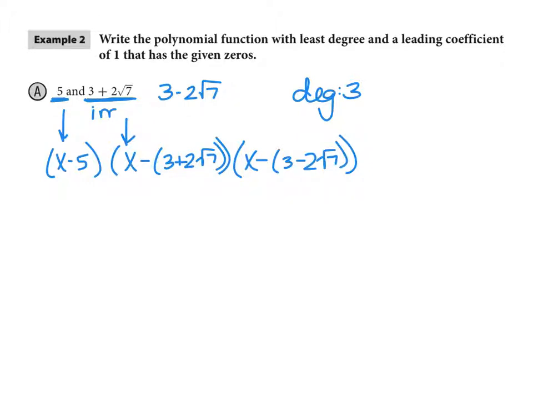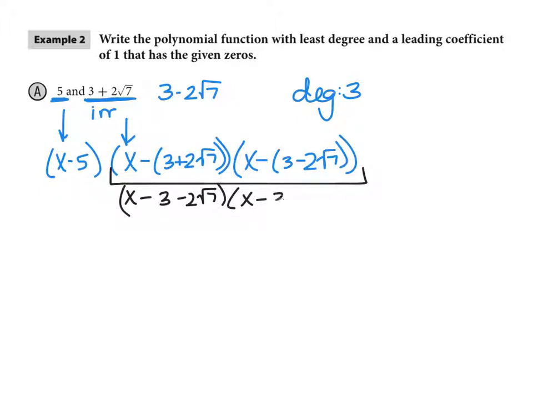All right, now we're going to just work on simplifying. And the first thing, to be honest, that I want to simplify is this. That looks gross, and I don't want to look at all those parentheses. So I'm going to distribute first. That's going to give me x minus 3 minus 2 square root 7, x minus 3 plus 2 square root 7.